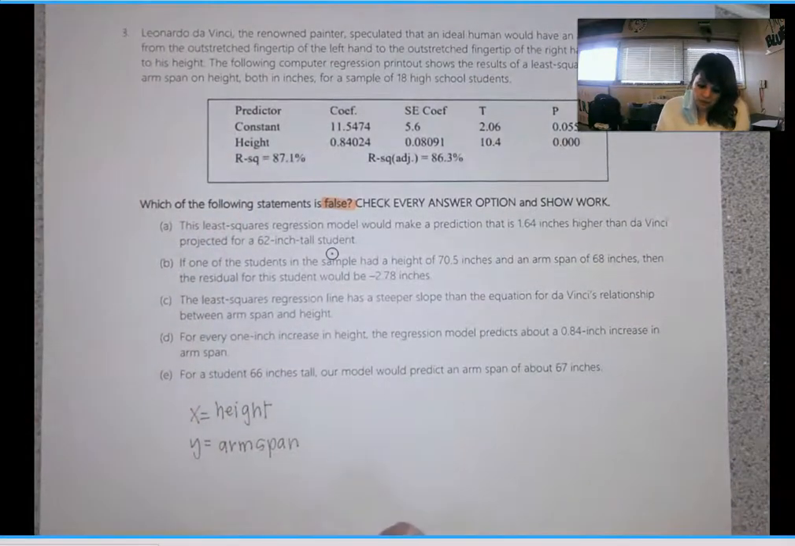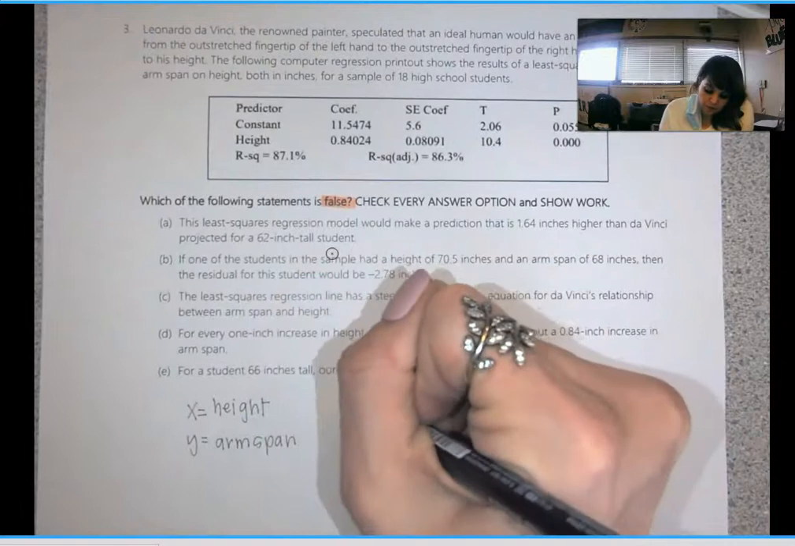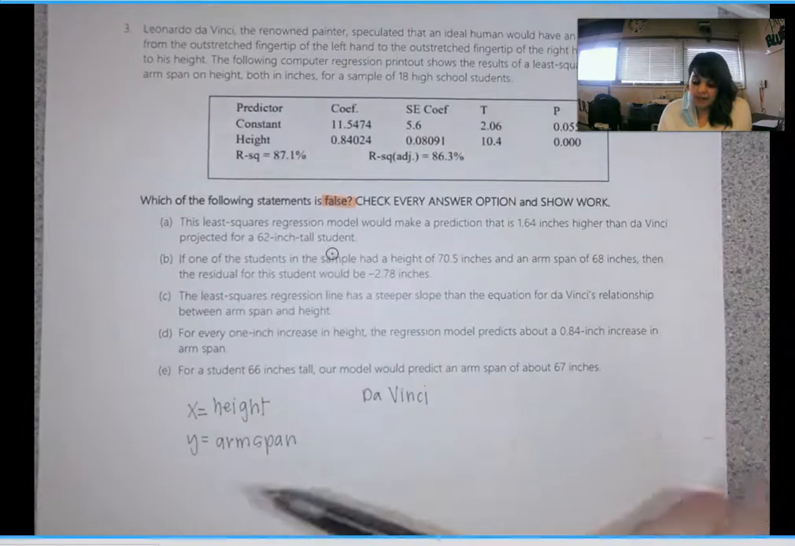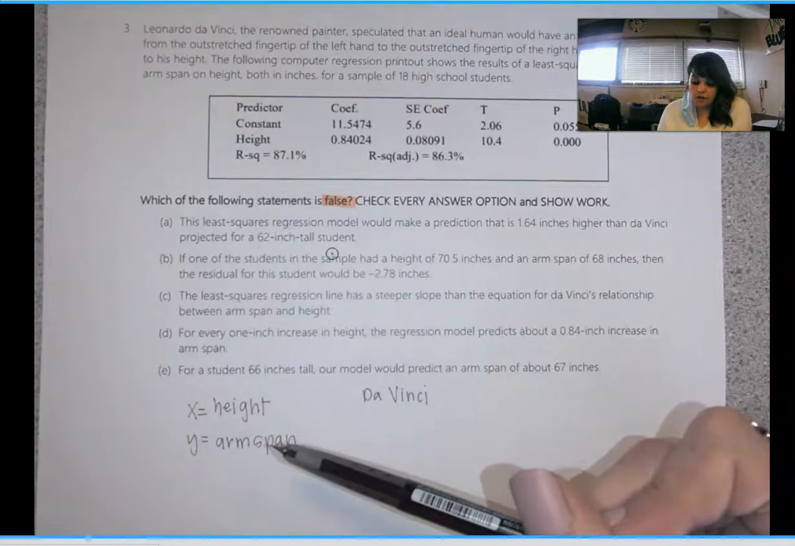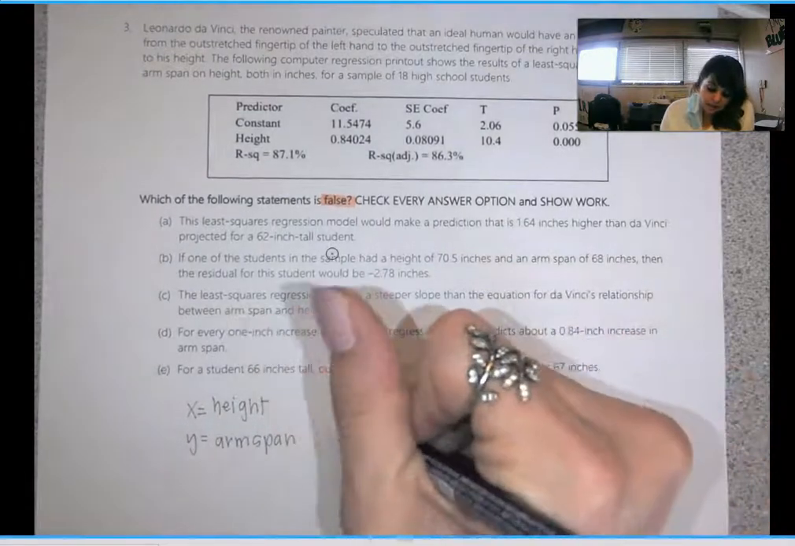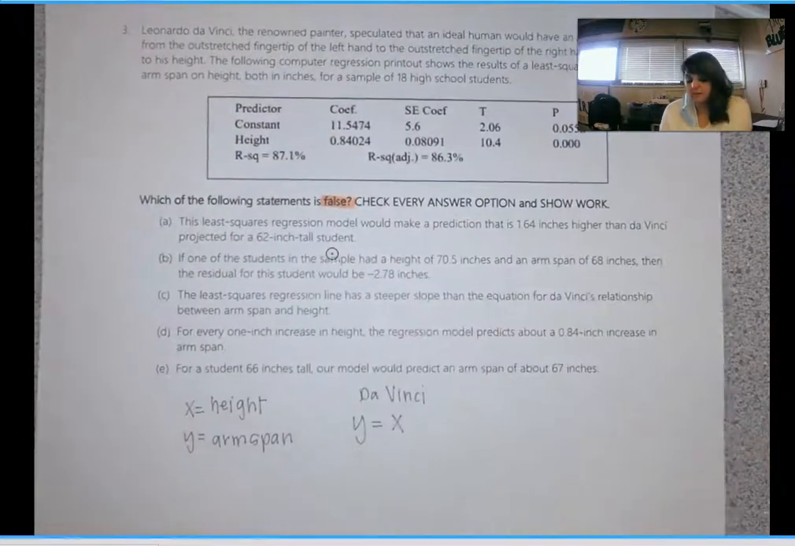Okay? Well, let's talk about the equations then, because we have two different ones. We have what Da Vinci thinks, and then we have what we observed from the 18 high school students. So Da Vinci thinks that height equals arm span, or vice versa. Arm span equals height. The ideal human has an arm span and a height that are the same. That means that Da Vinci thinks y equals x.